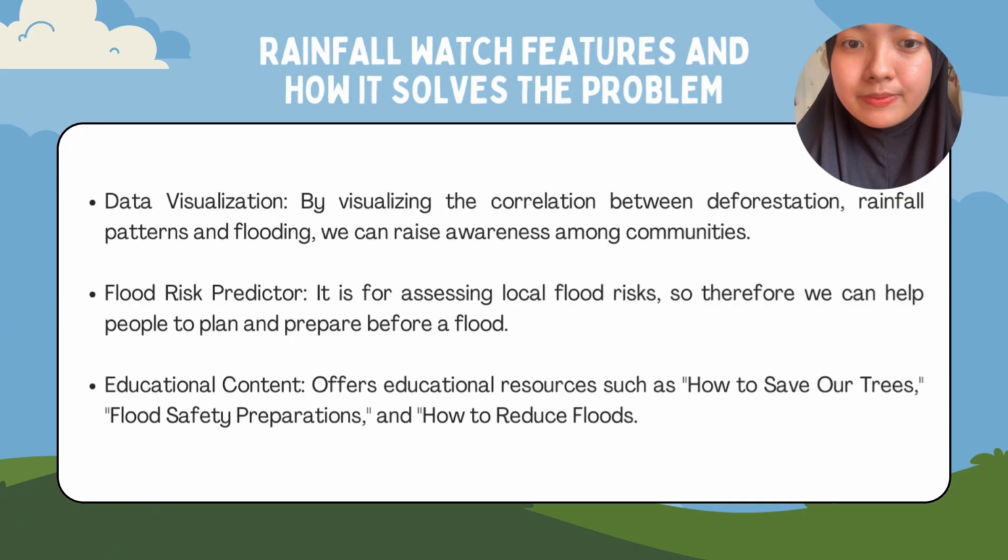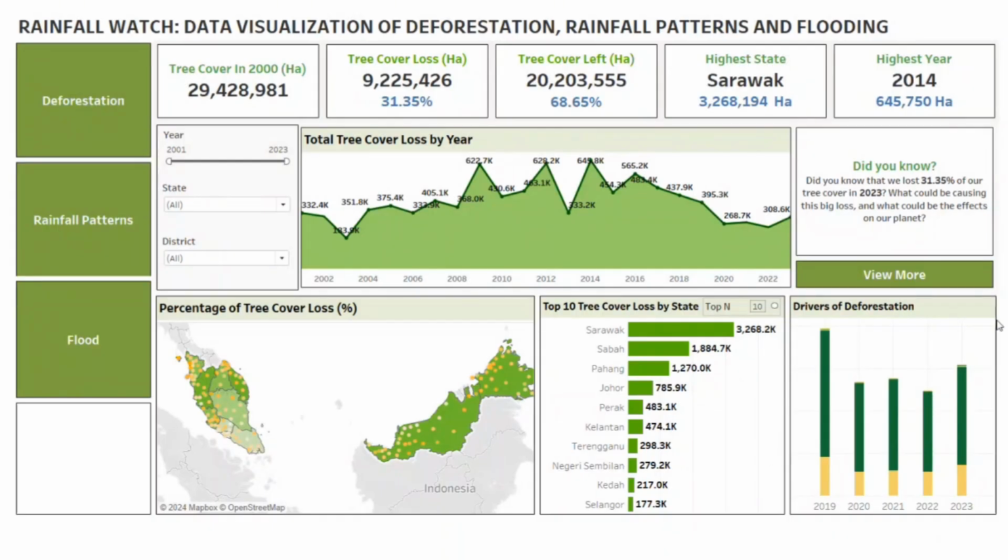For the deforestation page, there are several text visualization and graphs visualization. For the text, we have the total tree cover area in 2000, tree cover loss, tree cover left, the highest state, and the highest year. And then as you can see here, for the area chart, it shows the total tree cover loss by year. And then as you can see, this is the map that shows the percentage of tree cover loss for each state and each district.